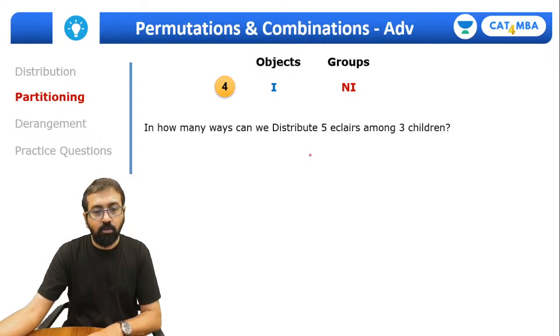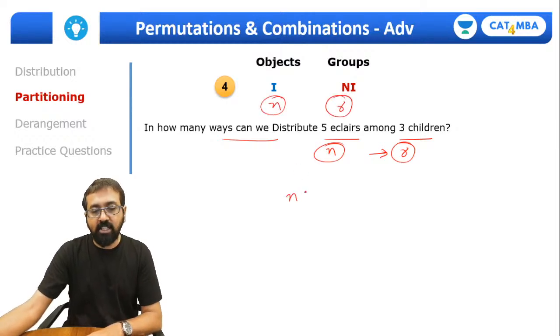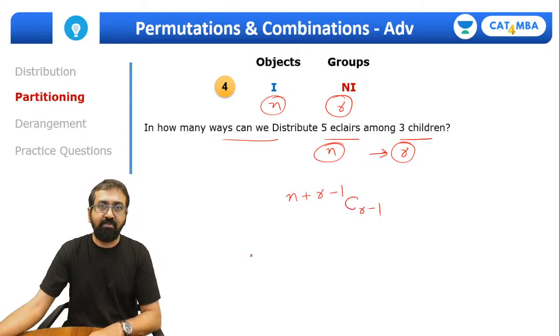What is the formula over here? In how many ways can we distribute 5 eclairs among 3 children? So in general, n identical objects to r non-identical groups. Let me take this as n, this as r. So it can be done in (n + r - 1) C (r - 1) ways, right?